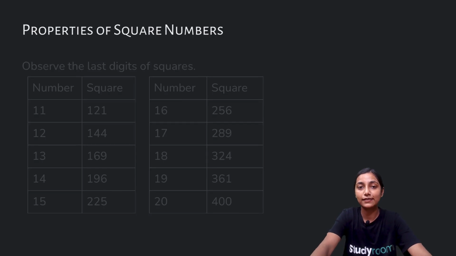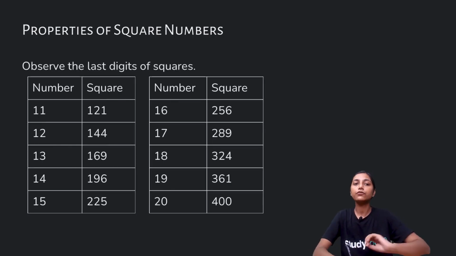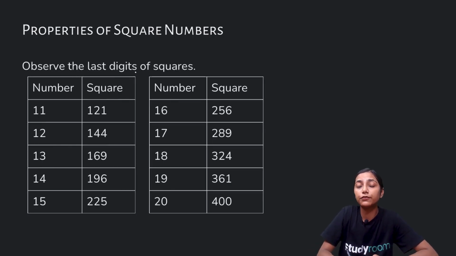Next we have some properties of square numbers. First of all, we are asked to observe the last digits of squares. So here we have some squares, and we are asked to observe the last digits of these squares. What are the last digits, or the digits at the unit place? They are 1, 1, 4, 9, 6, 5, 0. Again 1, 4, 9, 6.